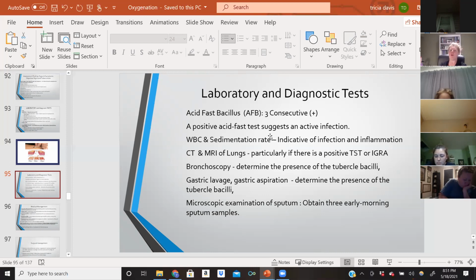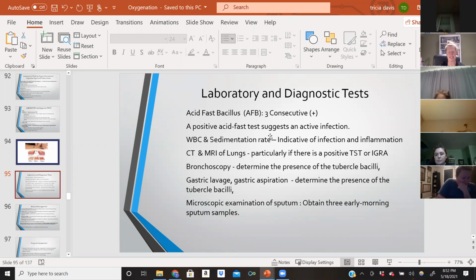Not 2, not 1. You have to have 3 consecutive positive tests. The positive acid-fast test does suggest active infection. We can also look at their white blood cell count, their sedimentation rate. These are going to be indicative of infection, and then inflammation in the body.